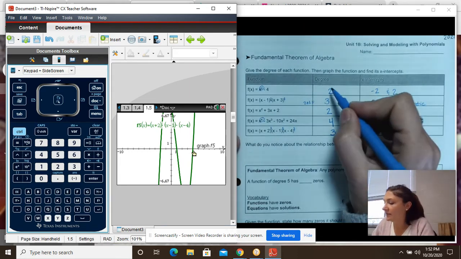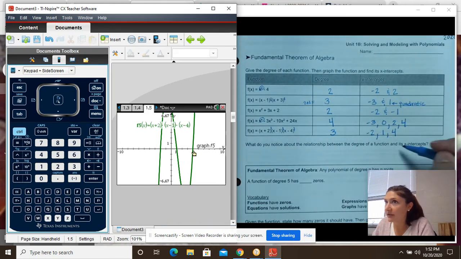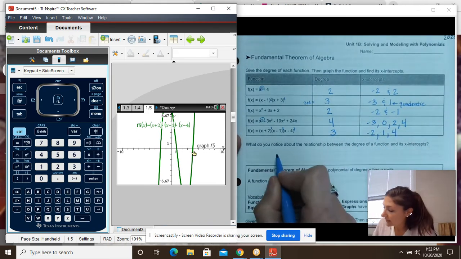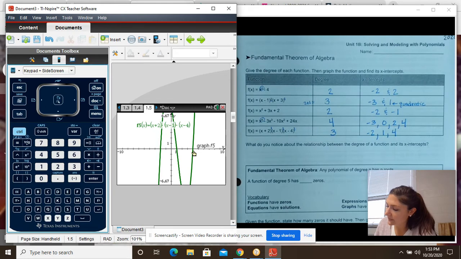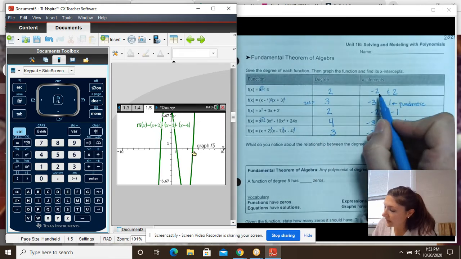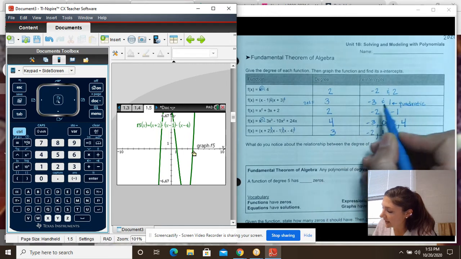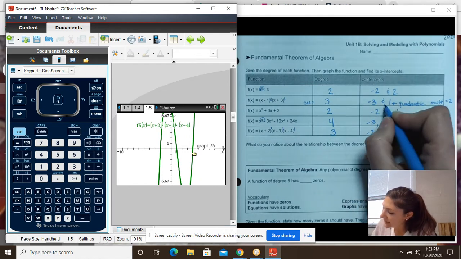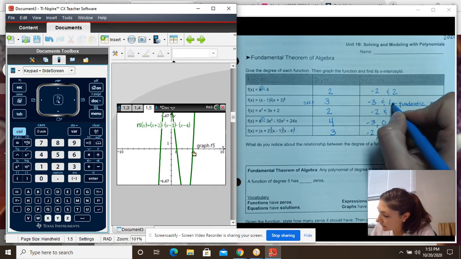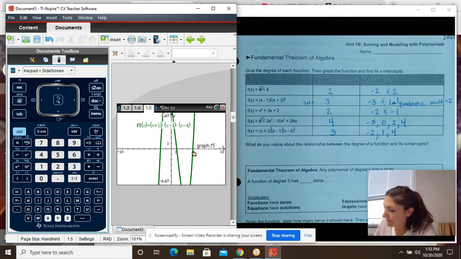So if I take a look at my degree for each function and my x-intercepts for each function, I notice that whatever number I have for the degree is actually the total number of x-intercepts that I have here. So where my degree is 2, I have 2 x-intercepts. Where my degree is 3, I have 1. And then for that quadratic behavior, remember that the multiplicity here would have to be equal to 2. So I actually count that 1 twice. So 1, 2, 3. Degree of 2, 2 x-intercepts. Degree of 4, 1, 2, 3, 4 x-intercepts. Degree of 3, 1, 2, 3 x-intercepts.